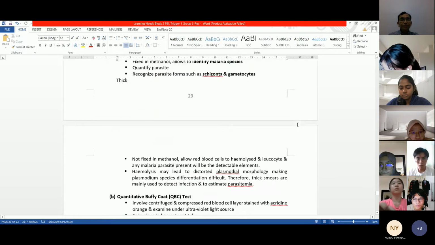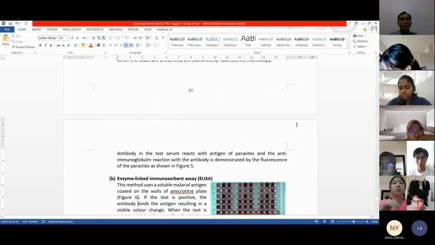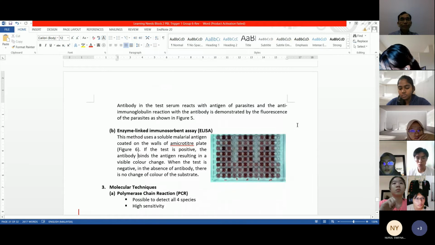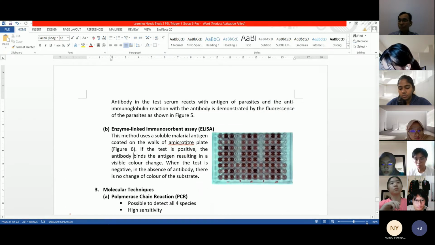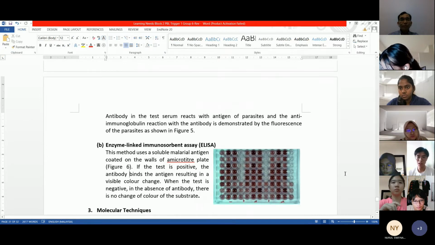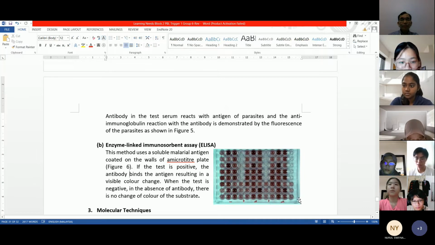And I have something to add for the ELISA, the enzyme-linked immunosorbent assays. The picture that I attached is figure 6. This one, on the right hand side, is the enzyme-linked immunosorbent assay, also known as ELISA. This is the diagram. So you can have a look at this. And I think that's all for me.